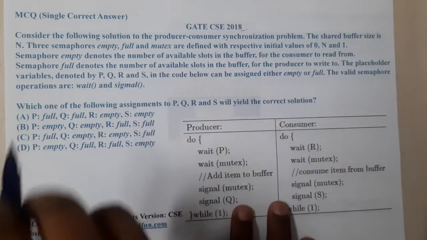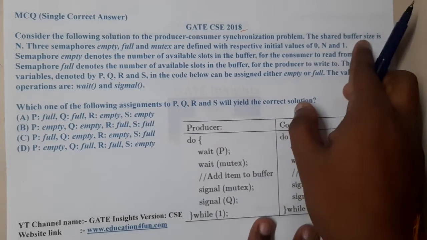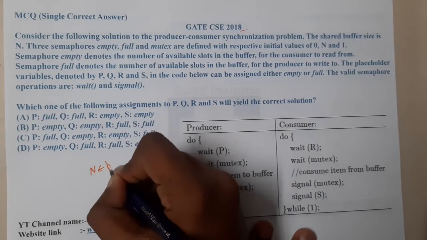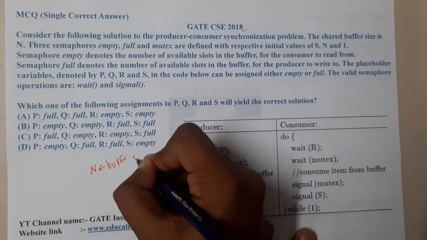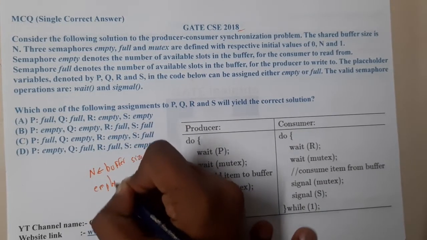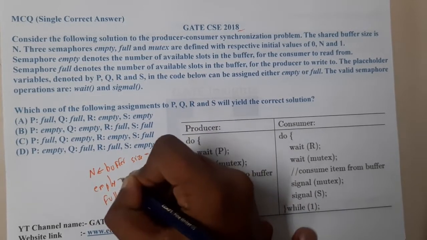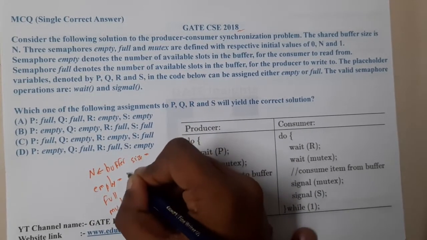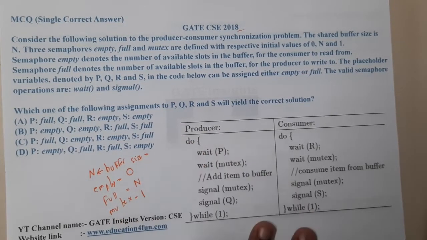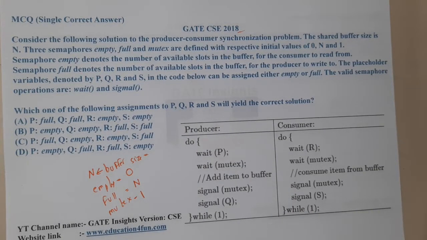In 2008 they asked: consider the following solution for the producer consumer problem. The shared buffer size is n, so n is the buffer size. There are 3 semaphores, empty, full and mutex, with respective initial values. So there are 0 empty slots, n full slots, and 1 is the mutex value. 0 empty slots means it is indirectly counting.